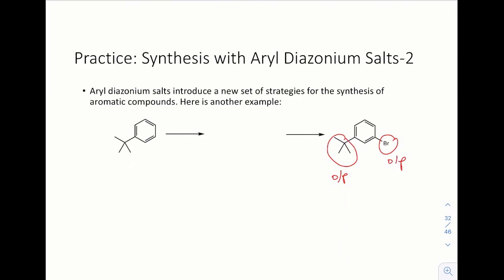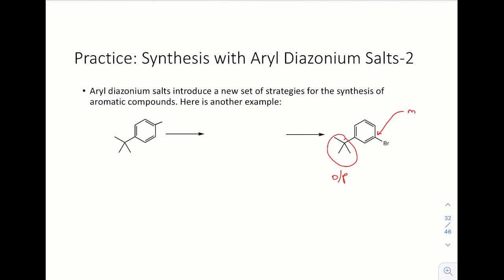Now, this question is arguably a bit harder because this t-butyl group is present in the starting material, and it's an ortho-para director. So in order to install bromine in this position, which is not ortho or para to the t-butyl group, it's meta to the t-butyl group that exists in the starting material, we will need a different strategy.